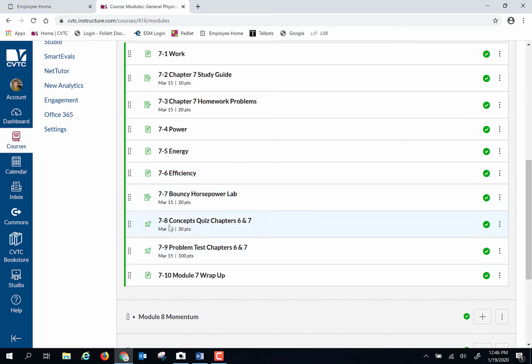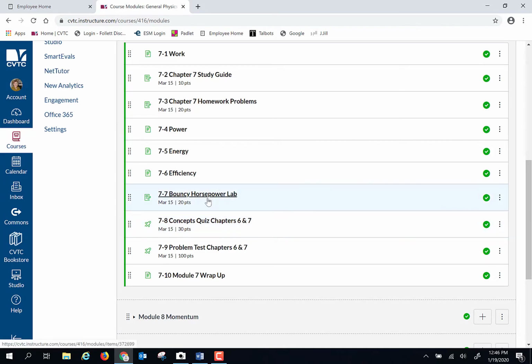The end of this chapter, we're going to have a combined test over chapter 6 and 7. So this is all of the information about rotation and gravity and energy, work, and power. So we're going to have a concept quiz, 30 points there, and a problems test, 100 points there. So 10 questions, multiple choice that are math, and then 10 questions, 3 points each, that are the ideas and definitions.